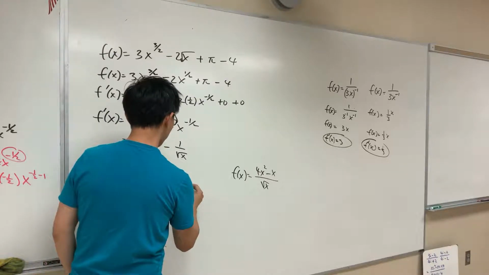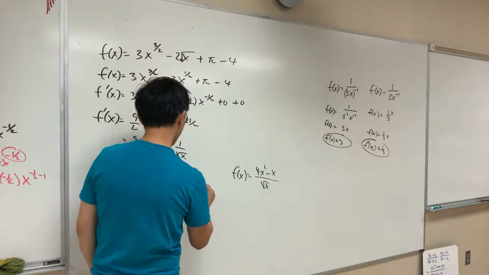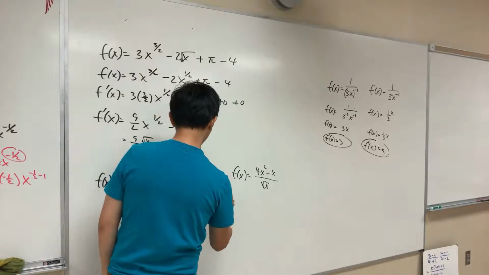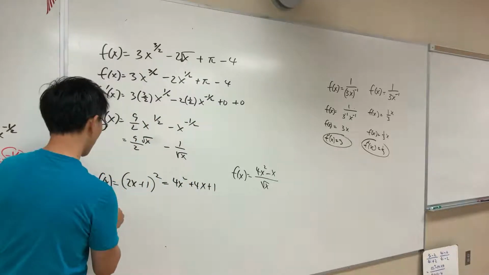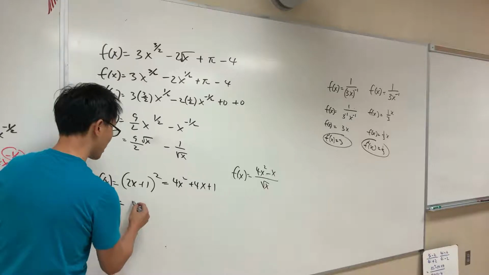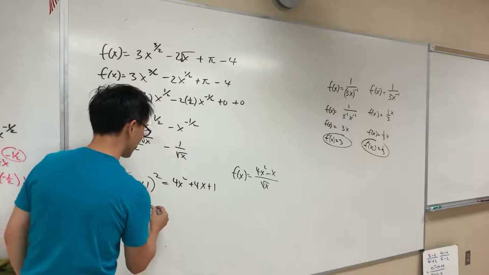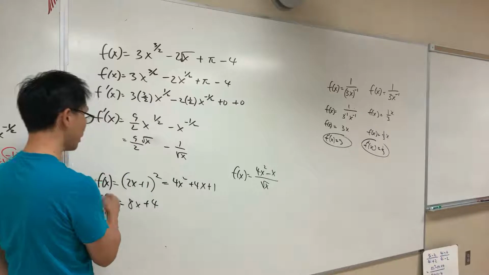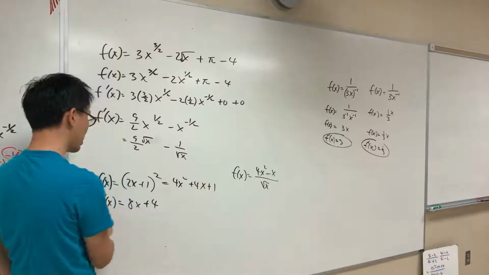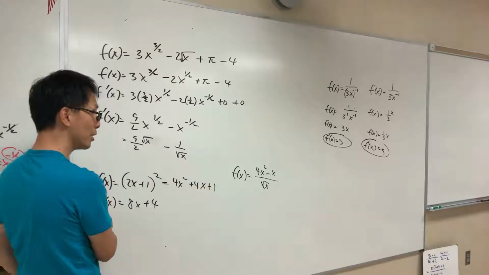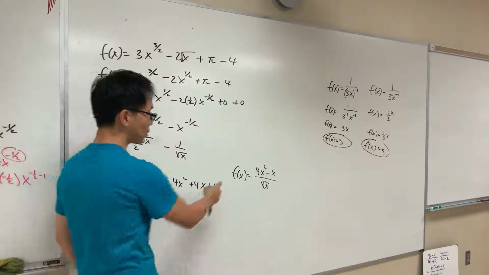So it's going to be 4x squared plus 4x plus 1. Don't kill a puppy when you expand this. I know you guys want to kill the puppy. So f prime of x is equal to 8x plus 4. I have a habit of writing this normal equation and then writing down the derivative, because some people think that is the derivative.